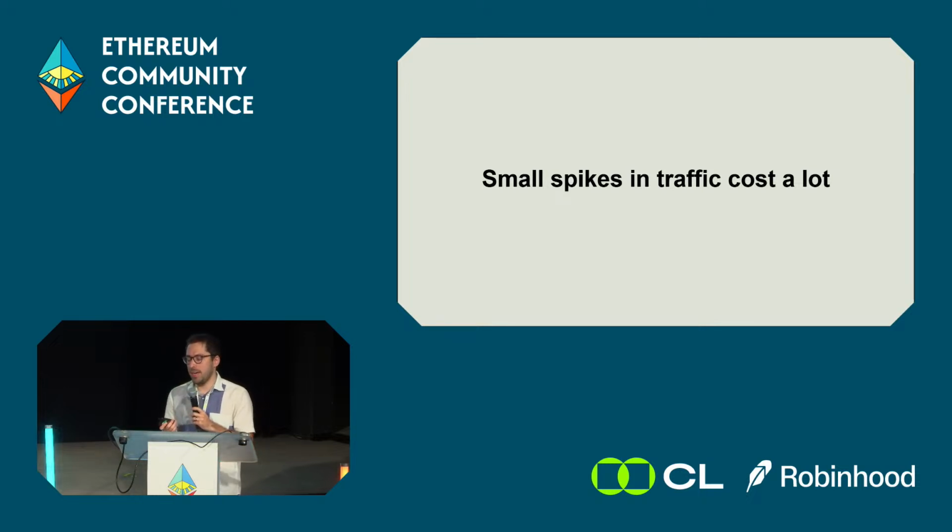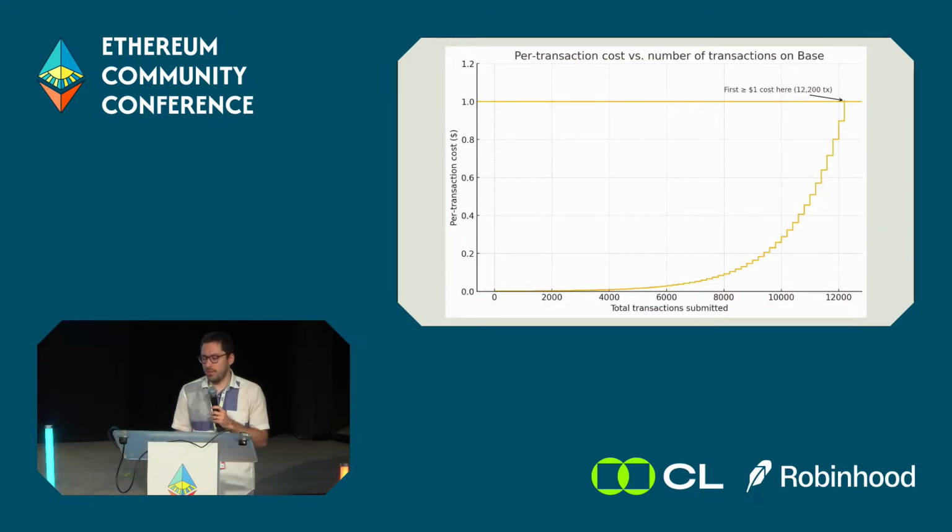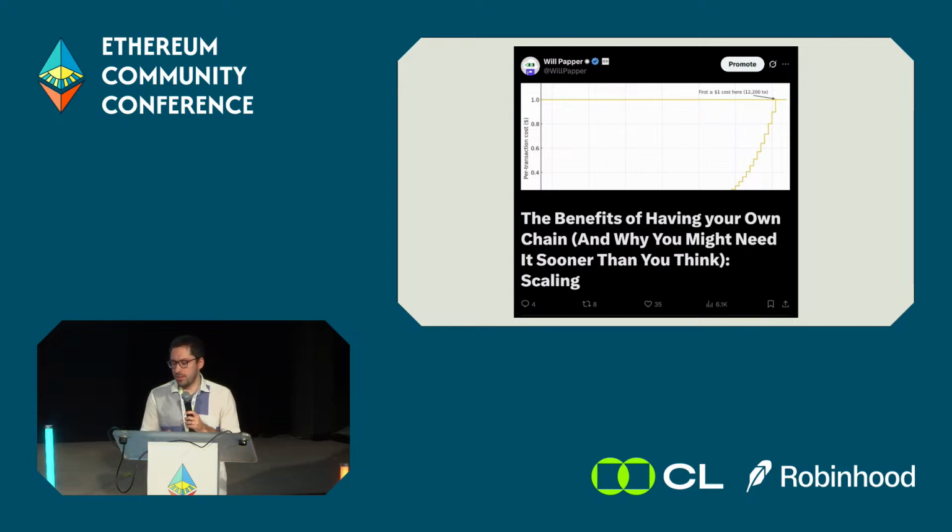And if you want to subsidize gas, it's important to note that small spikes in traffic actually cost you a lot. So this is some back-of-the-napkin math I did, where if you submit roughly 12,200 transactions, you're looking at $1 gas fees on a chain like Base. And that, of course, at Robinhood scale is not very much. It is very, very easy to hit that. And I have an article that describes this in more detail of why these dynamics are the case.